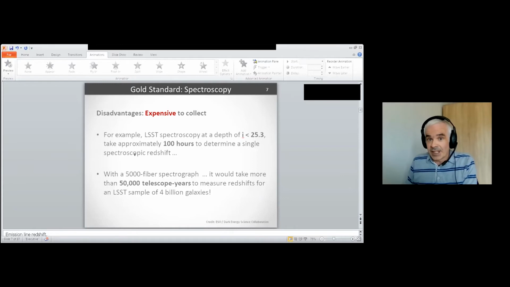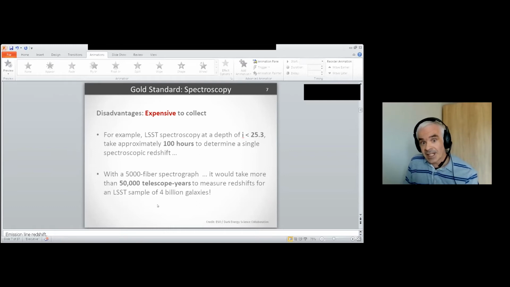There's one problem with spectroscopy and spec redshifts, and they're very expensive to collect. So the LSST team gave a nice example. It would take about 100 hours integration time to actually work out the spectrum of one single faint target down at a magnitude of around 25.